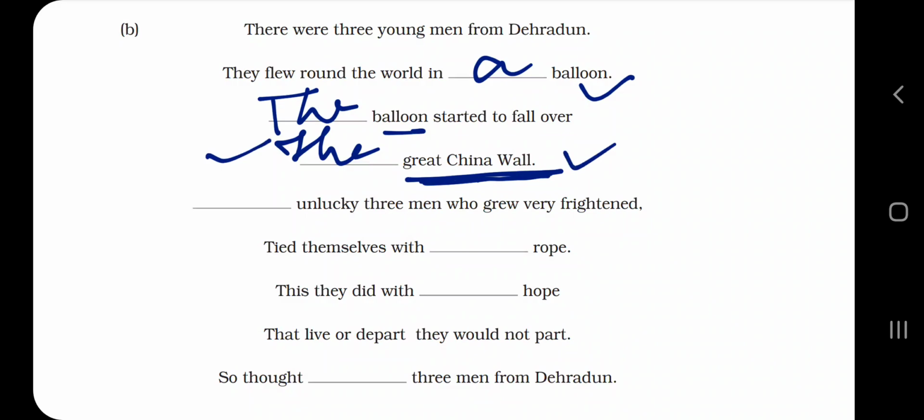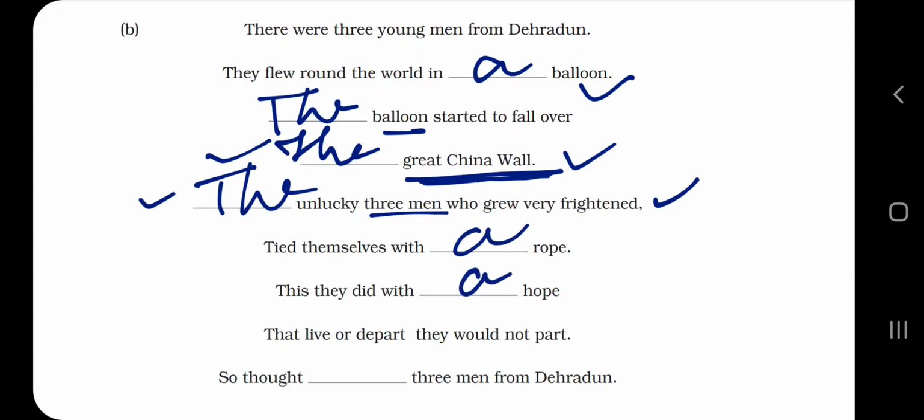The unlucky 3 men. Now we are talking about these people. So we are using the unlucky 3 men who grew very frightened, very scared, tied themselves with a rope. They did it with a hope that leave or depart they would not part.